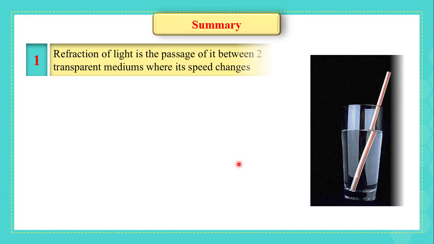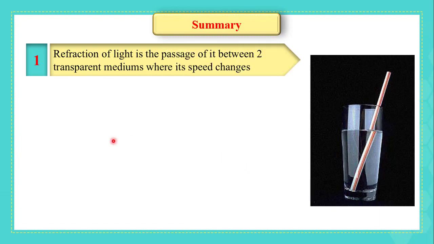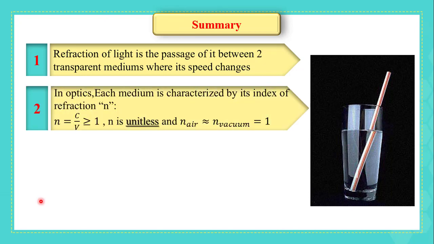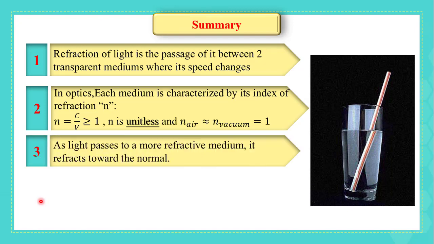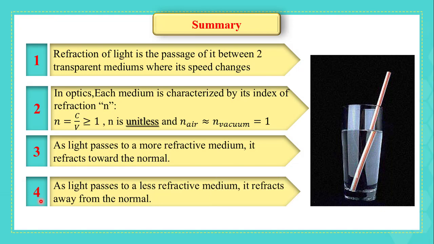Now let's summarize the ideas of this video. The refraction of light is the passage of it between two transparent mediums where its speed changes. In optics, each medium is characterized by its index of refraction n, where n is equal to c divided by v, which is always greater than or equal to 1. Note that n is unitless, and the index of air is approximately equal to the index of vacuum, which is equal to 1. As light passes to a more refractive medium, it refracts toward the normal, and as light passes to a less refractive medium, it refracts away from the normal.